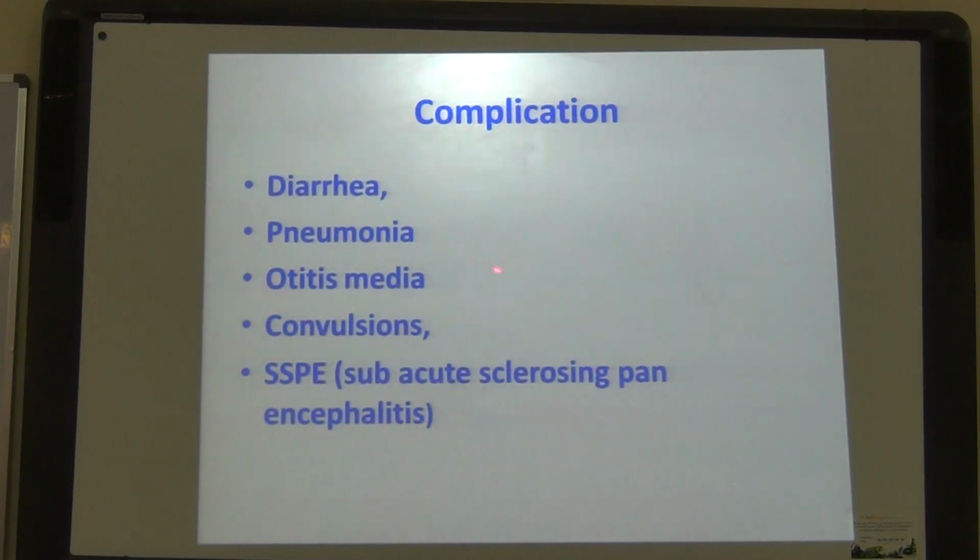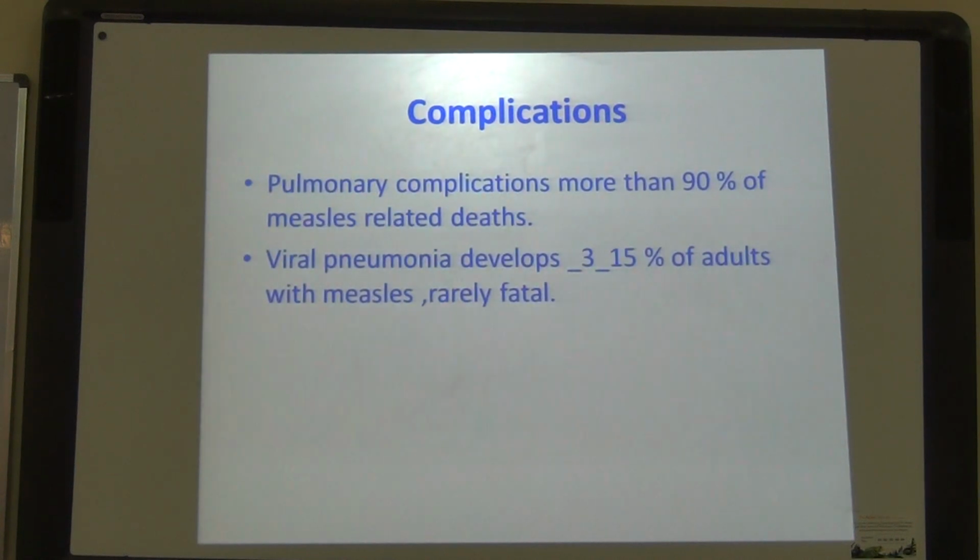These are the complications of measles: diarrhea, pneumonia, whether it is secondary bacterial pneumonia or viral pneumonia, otitis media, and sometimes, when the CNS is involved, convulsions. One of the most important complications is subacute sclerosing panencephalitis, SSPE, which occurs after many years.